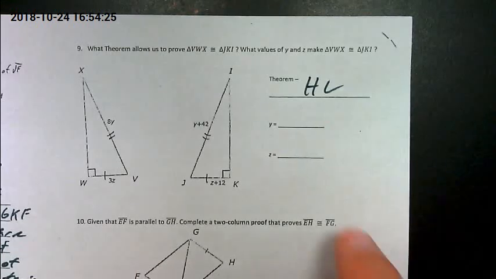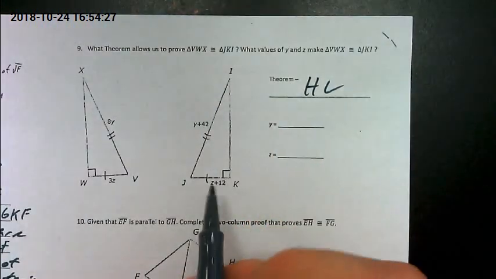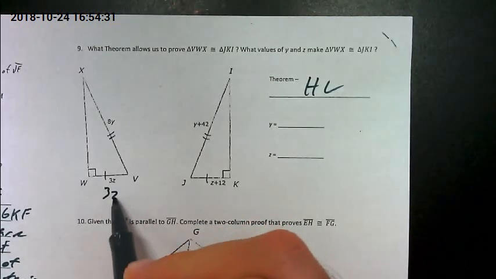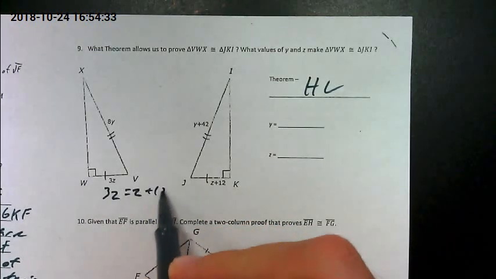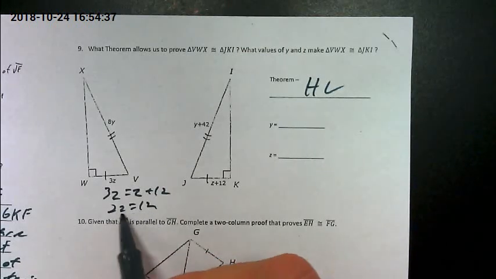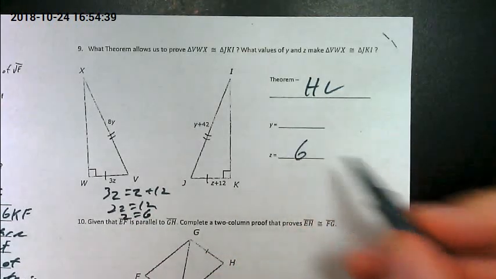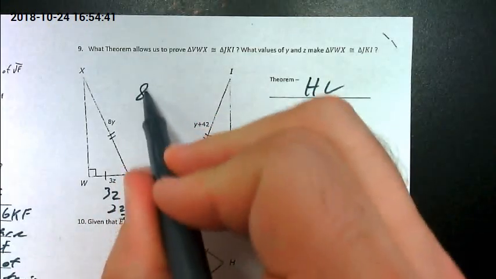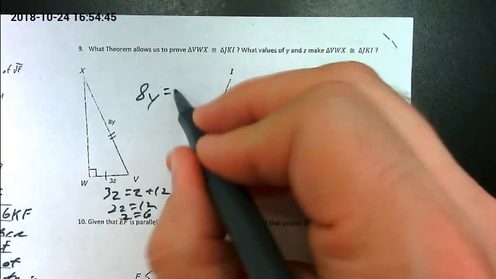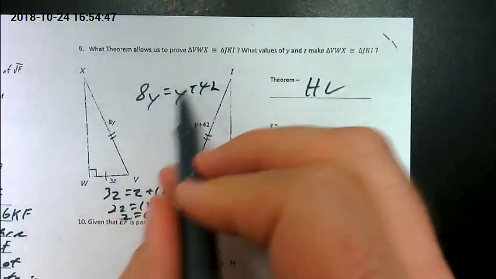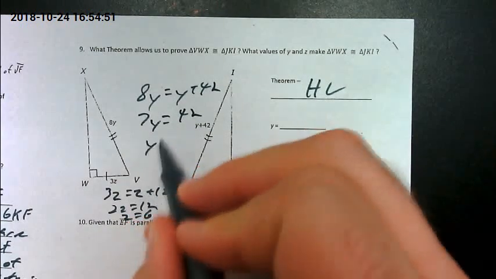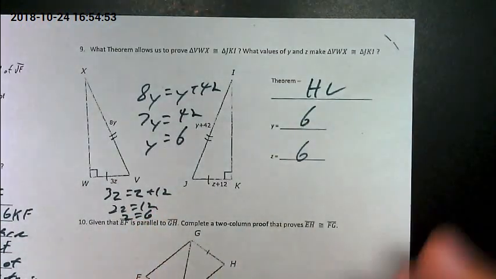Now, for this part, if these two are congruent, we should be able to set them equal. So 3z equals z plus 12. Subtract z, you get 2z. Divide by 2, z is 6. For y, these two hypotenuses should be congruent. Subtract, you get 7y equals 42. Divide by 7 and you get 6.